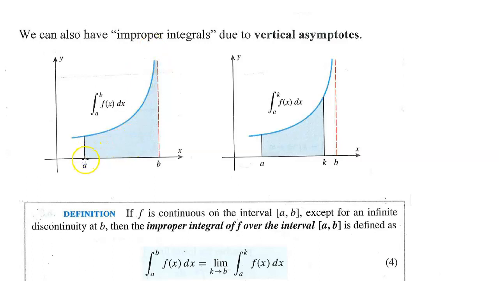So integrating from a to b, how do we do that? Well, to integrate from a to b, what we're going to do is integrate from a to k, and then take the limit as k approaches b. Now, k is going to approach b from the left. k is not going to approach b from the right. So integrating from a to b will be the same thing as integrating from a to k, but then taking the limit as k approaches b from the left.